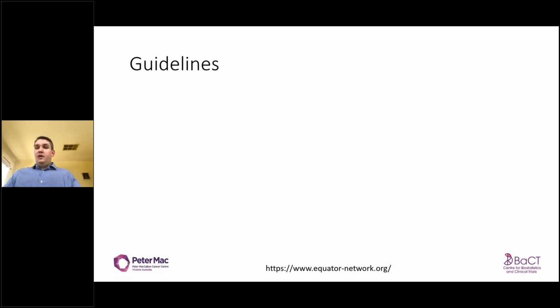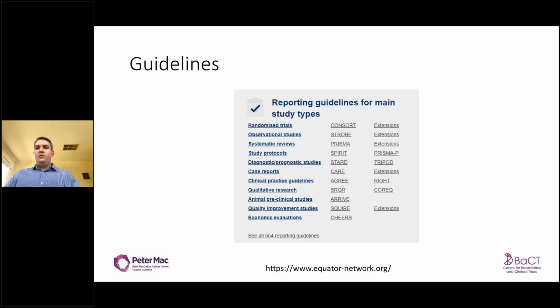Also, guidelines are very helpful. And in the Equator Network website, you can have access to a wide range of guidelines, depending on the type of research that you are doing. So there are guidelines on randomized trials, on meta-analysis, biomarker, observational studies, and so on and so forth. Those guidelines are not just about statistics, but about reporting in general. So I highly recommend for you to check the specific guideline for your research question when you're writing a manuscript.